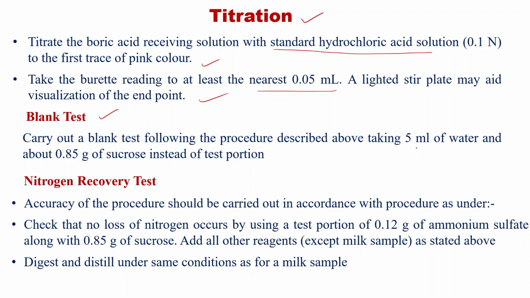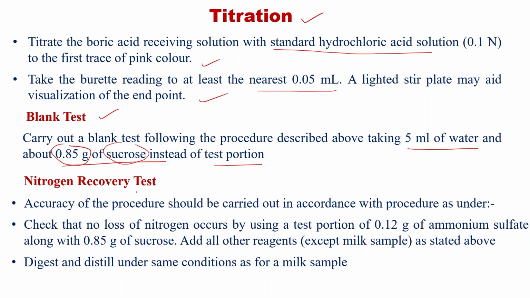Instead of 5 ml of milk, you will take 5 ml of water, and then you have to take 0.85 gram of sucrose instead of the test sample. For carrying out the blank test, you take 0.85 gram of sucrose because sucrose is considered free of nitrogen, and if some quantity is found, then that has to be subtracted.